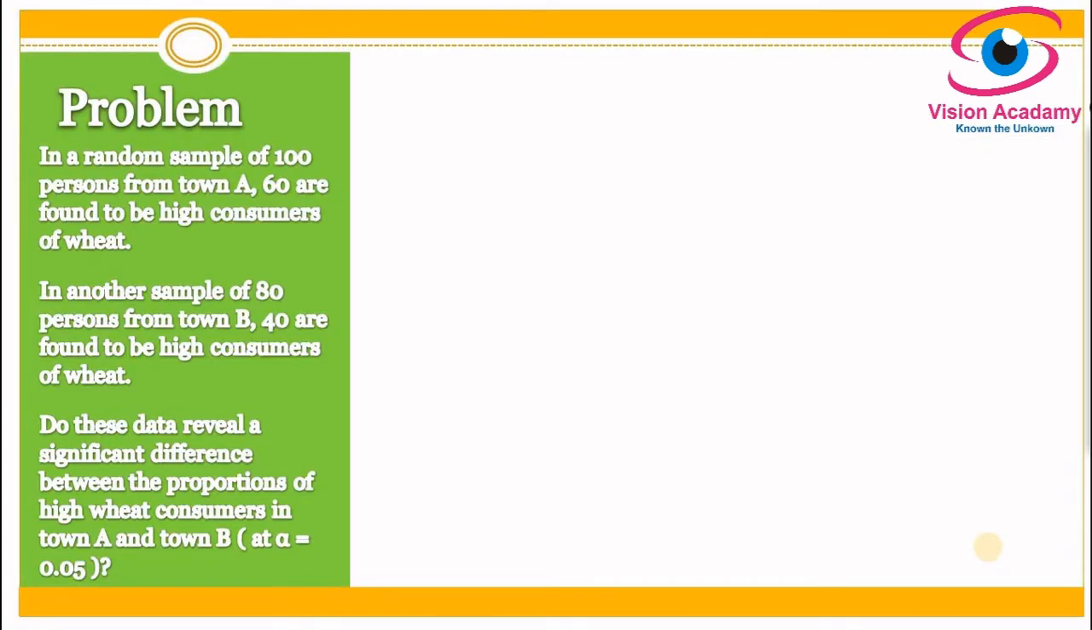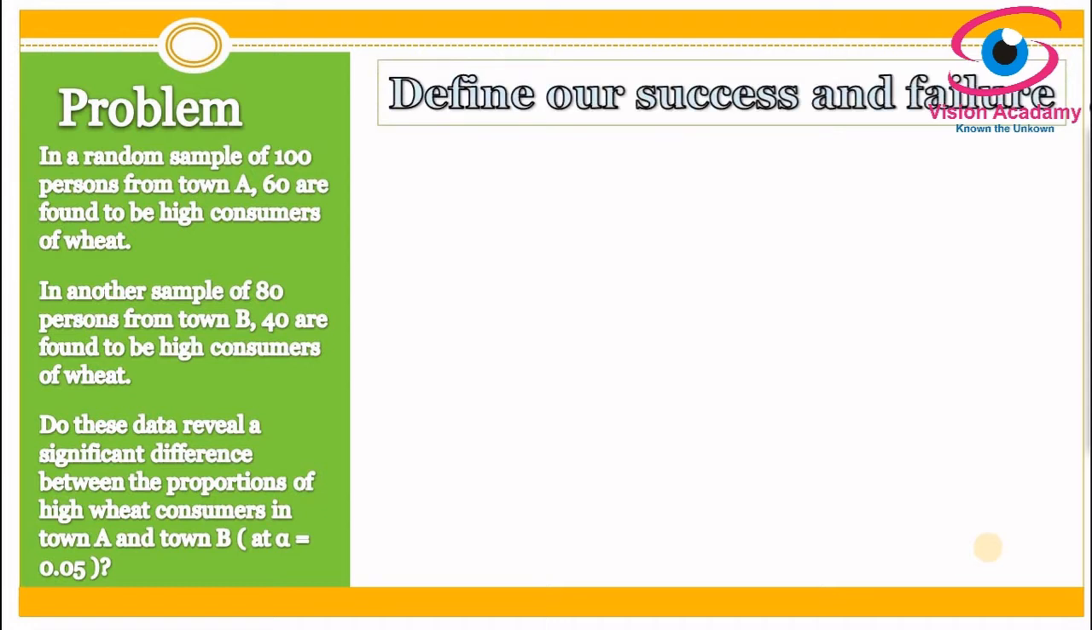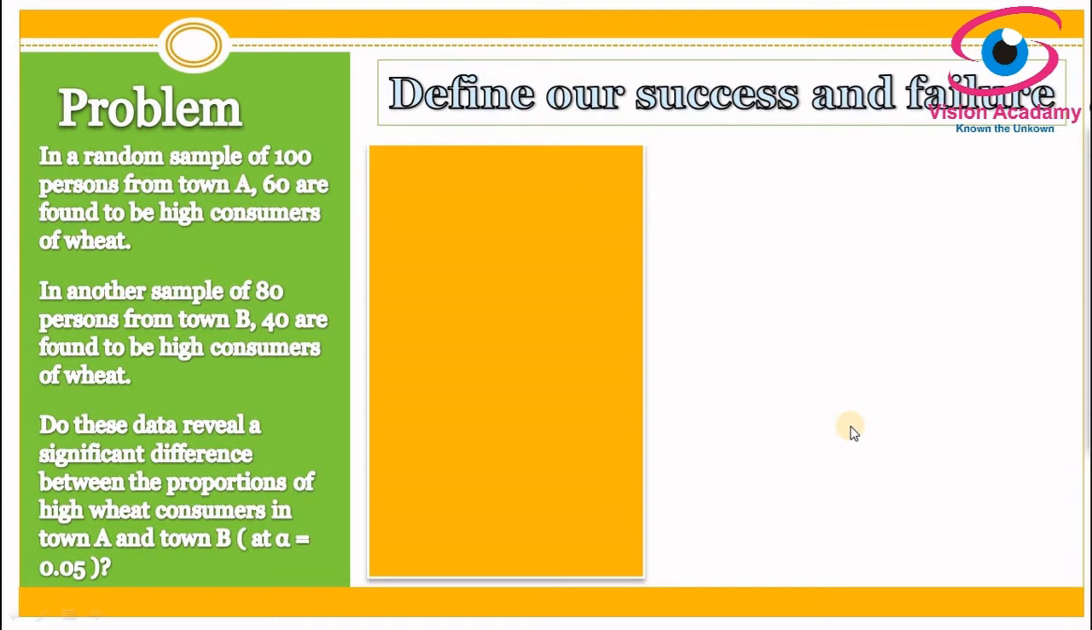Firstly, I will define success and failure of this problem so that it will be easy to understand. Here the attribute under study is high consumer of wheat. We have a question regarding high consumer of wheat only. We define our success and failure as getting a person who is a high consumer of wheat and not a high consumer of wheat respectively. So we will define success as high consumer of wheat, failure as non-high consumer of wheat.